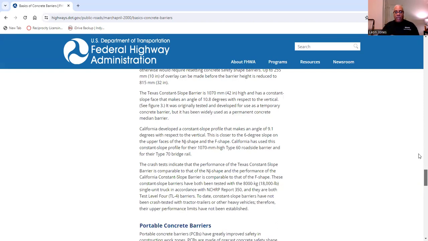Now, these constant slope barriers have both been tested with the 18,000 pound single unit truck in accordance with NCHRP Report 350, and they are both test level 4 barriers. To date, constant slope barriers have not been crash tested with tractor trailers or other heavy vehicles. Therefore, their upper performance limits have not been established.